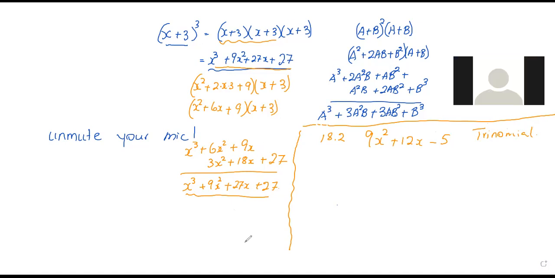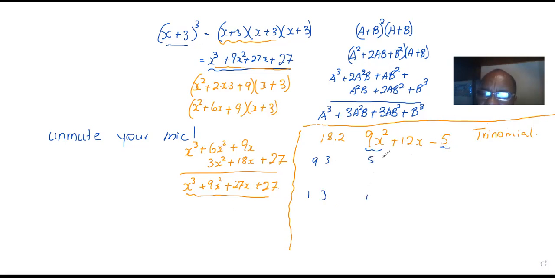Oh, this is 9. This is the first term and the last term. We look at the factors of this. Factors of 9 is 9 times 1 or 3 times 3. Factors of 5 is 5 and 1. But our aim is to get 12. If I multiply this by that, I get 15. 15 minus 3 is 12. So this will work for me.